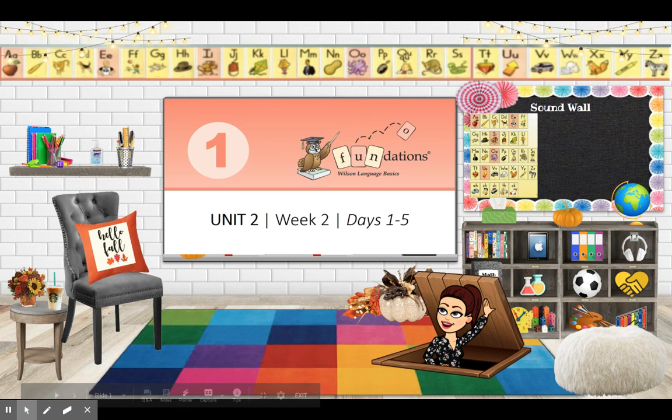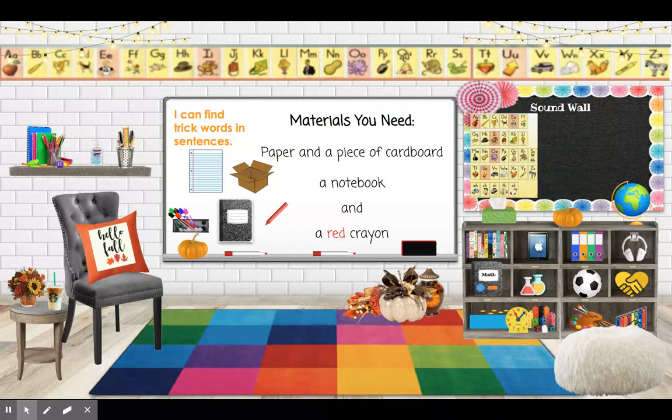Hey everyone, and we are still working on Unit 2, Week 2. So the materials you will need for today are paper and a piece of cardboard. Now I want you to write on something bumpy, and cardboard is the perfect thing to make your writing a little bumpy. And I think everyone has a piece of cardboard. So please look for a piece of cardboard and a notebook and a red crayon and also a pencil. So if you need to pause the video and get those items now, please do so.